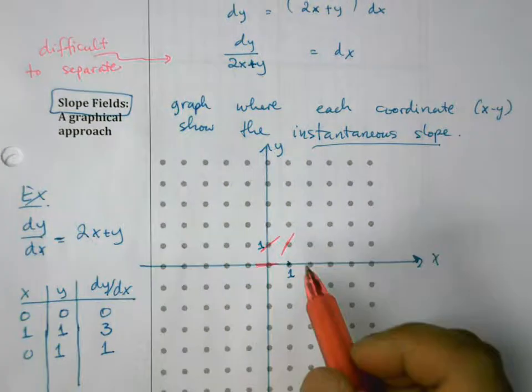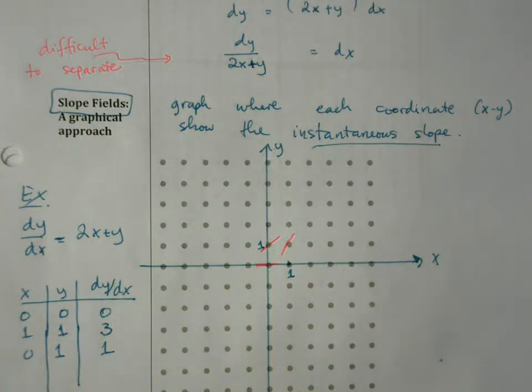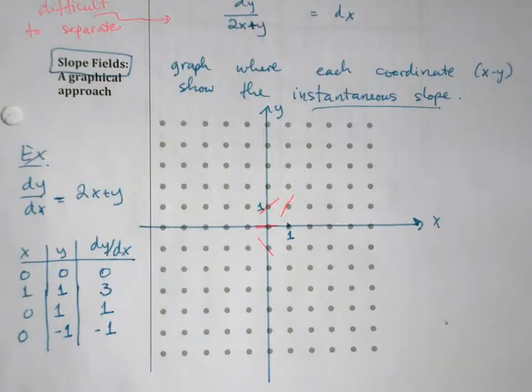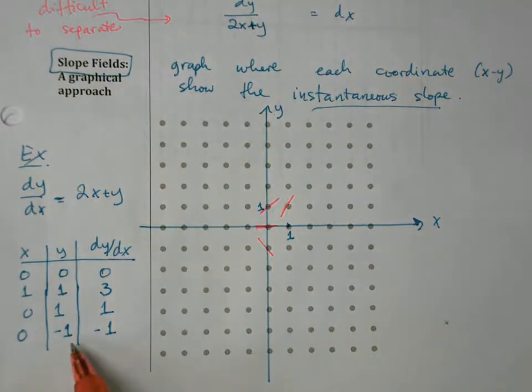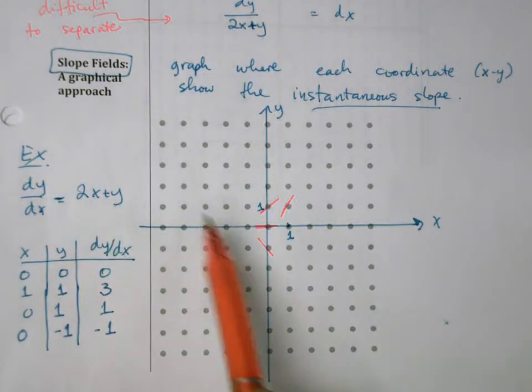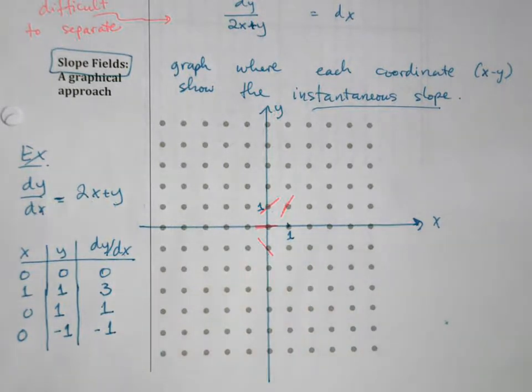I'm just going to continue, fill out my table, and fill out the rest of this picture. So at 0, negative 1, x is 0, y is negative 1, so the slope is negative 1.